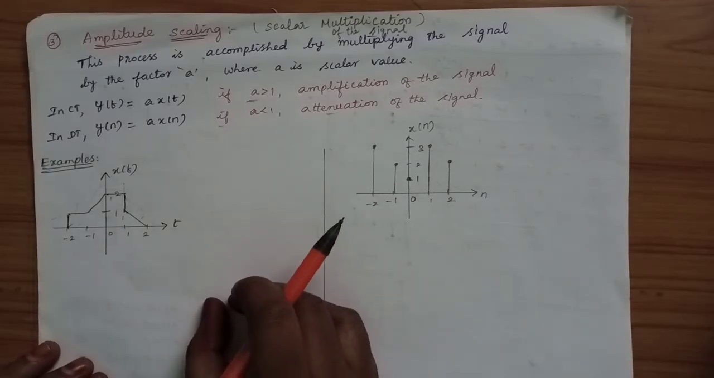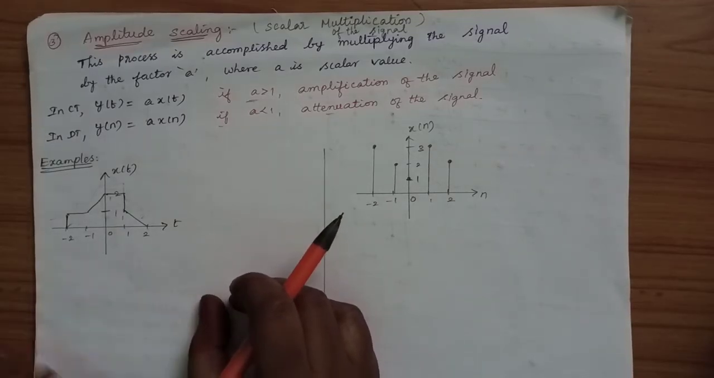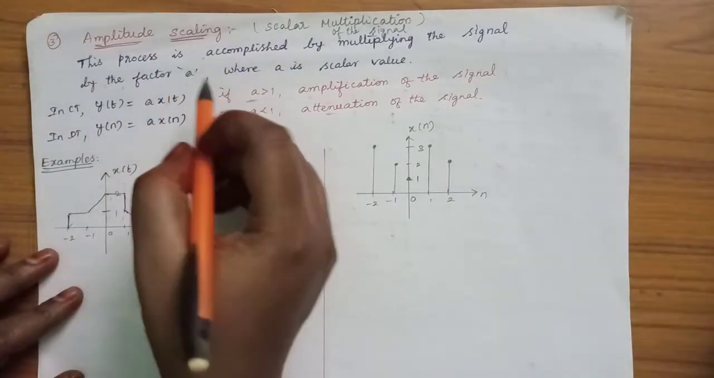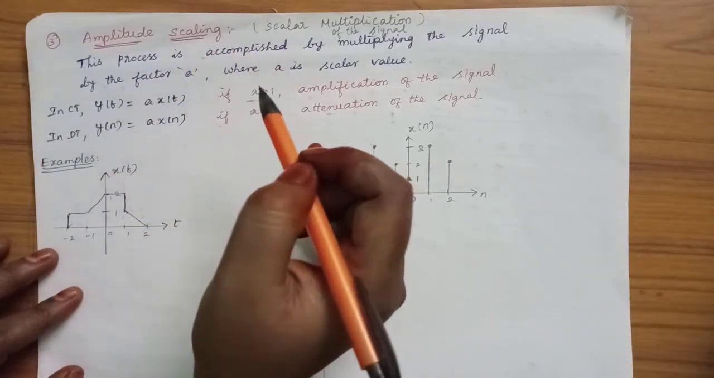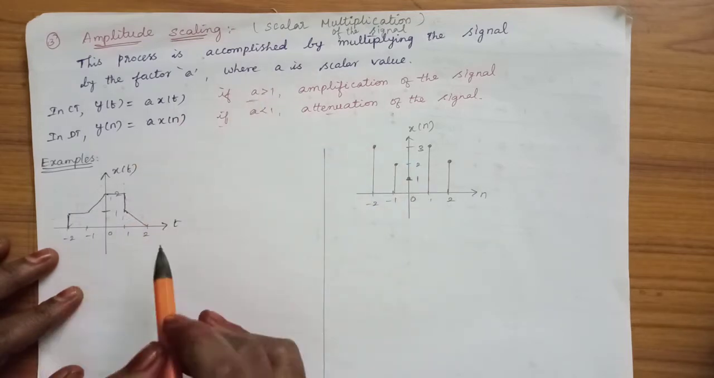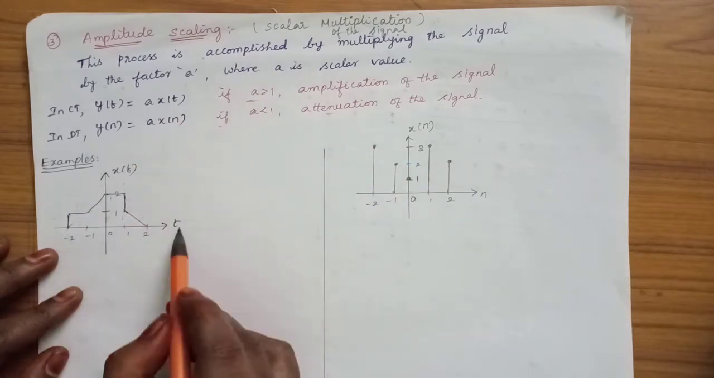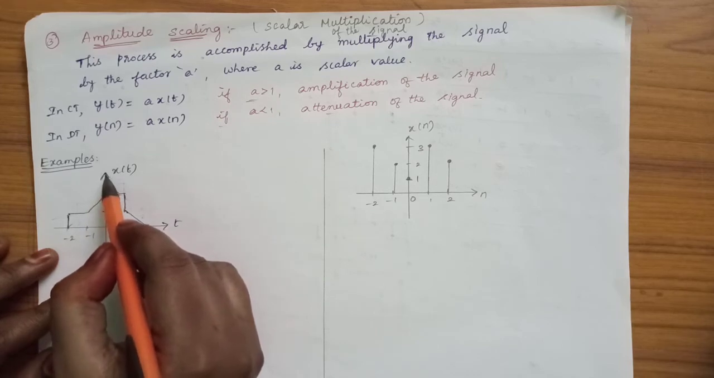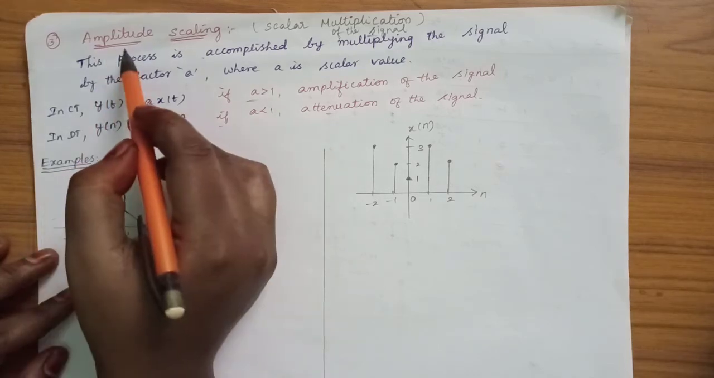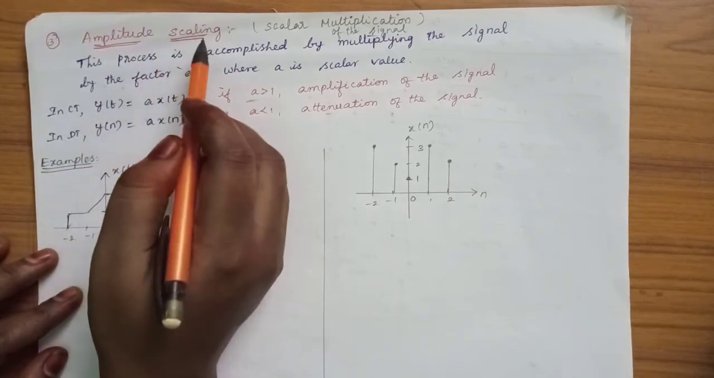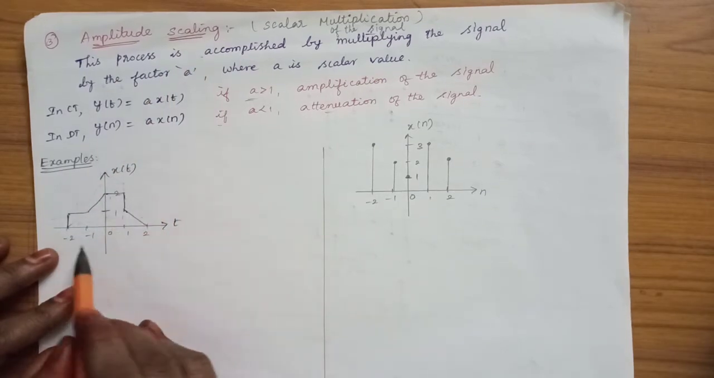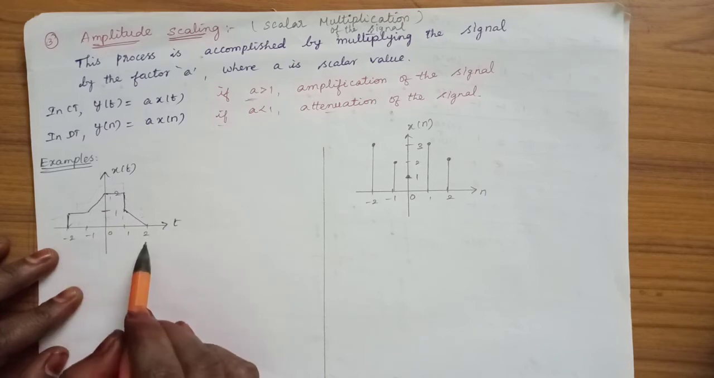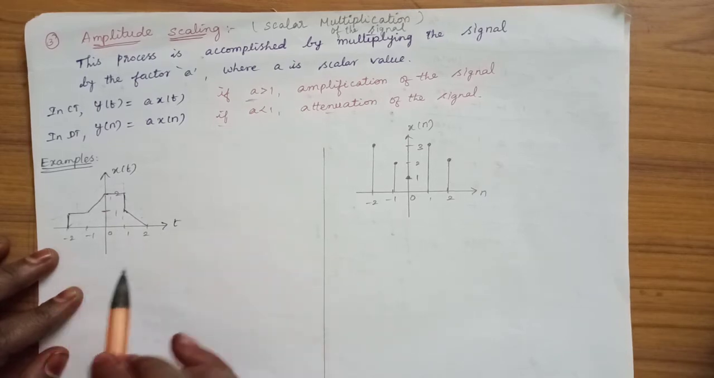So in the last class we have seen signal addition and signal multiplication. So in this class we are going to discuss amplitude scaling. We know that in the graphical representation of a signal we plot time on the x-axis and amplitude on the y-axis. As the name indicates, in amplitude scaling we change only the amplitude levels, where the time duration of the signal is maintained as the original signal.